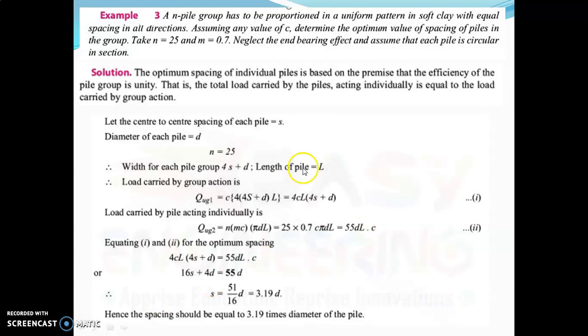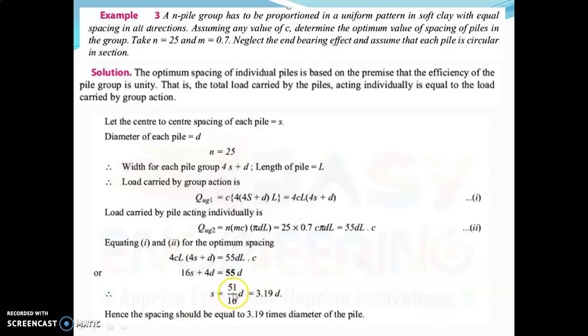When you simplify this, you get 55 D L dot C. Okay, into C. So now we have, let this be equation 1 and this be equation 2. So equating 1 and 2, what will we get? 4CL into 4S plus D is equal to 55 DL into C. Simplify this: 16S plus 4D is equal to 55D.